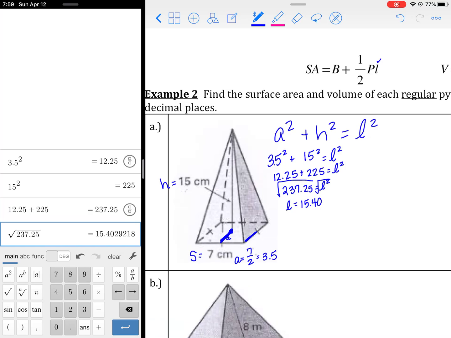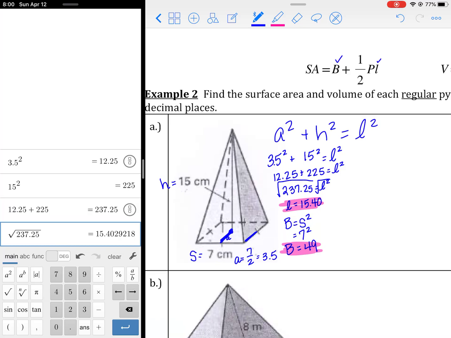The next thing I need is the area of the base. So I've got one thing that I need. Next, I need to find the area of the base. So since the base here is a square, I can do length times width, or since it's the same, the area of the base is going to be side squared. So I'm going to do 7 squared, which is going to give me 49. So the base, let me put that down below there. The base is going to equal 49. That's another thing that I need for that surface area formula.